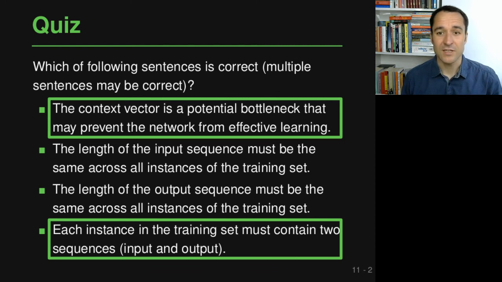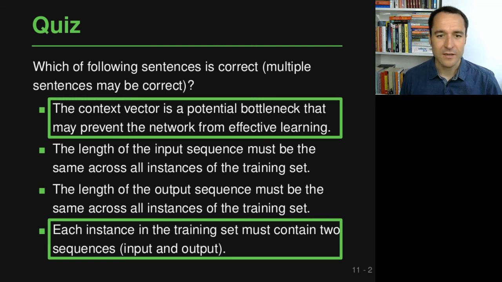The second sentence, the length of the input sequence must be the same across all instances of the training set. This is wrong. So because the encoder is a recurrent neural network, and because recurrent neural networks can handle differently sized input sequences, the input sequences may have different sizes, and we use this end of sequence token to tell the model when the end of the sequence is reached. The same is true for the output sequence. So also here, the sequence length may vary across the different data points that we see because we have this end of sequence symbol to allow the model to tell us when we have reached the end of the sequence.